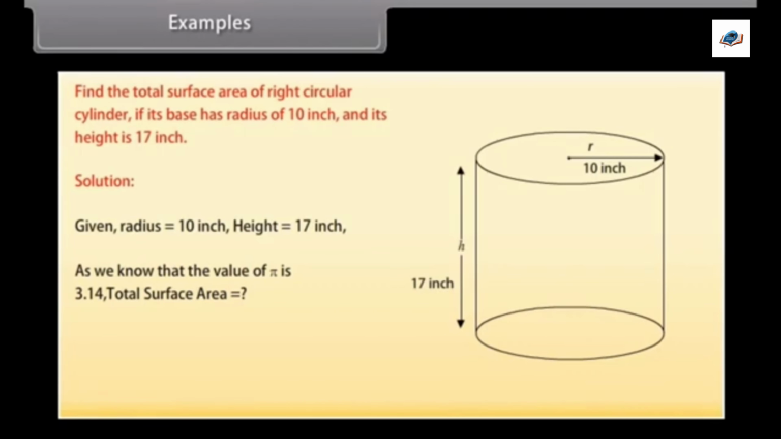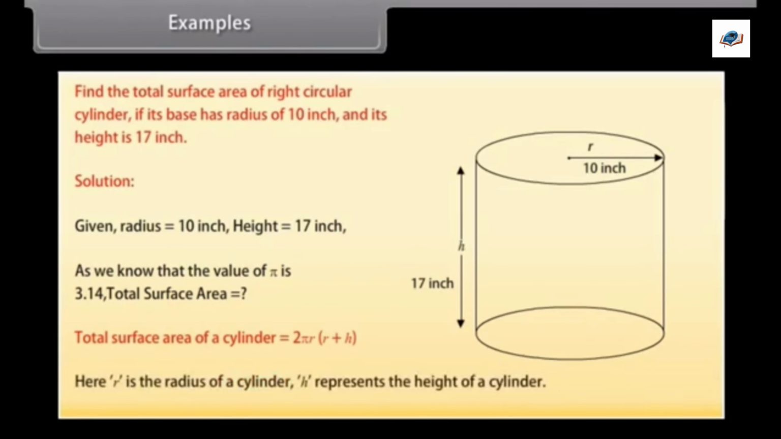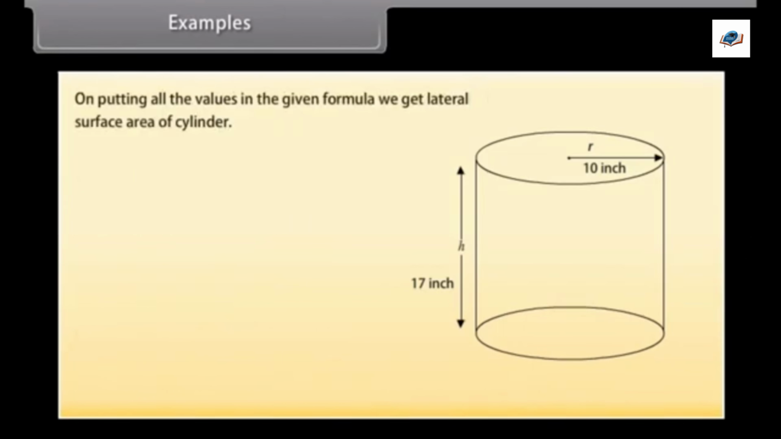We know that the formula for finding the total surface area of a cylinder is: total surface area of a cylinder is equal to 2 pi r into (r plus h). Here r is the radius of the cylinder and h represents the height of the cylinder. On putting all the values in the given formula, we get the total surface area of the cylinder is equal to 2 pi r into (r plus h).